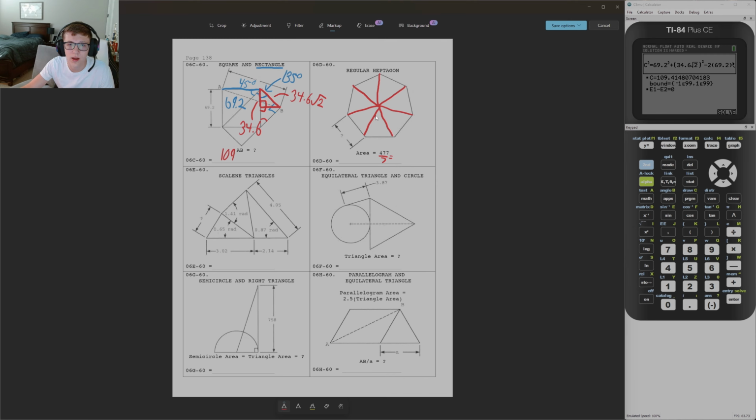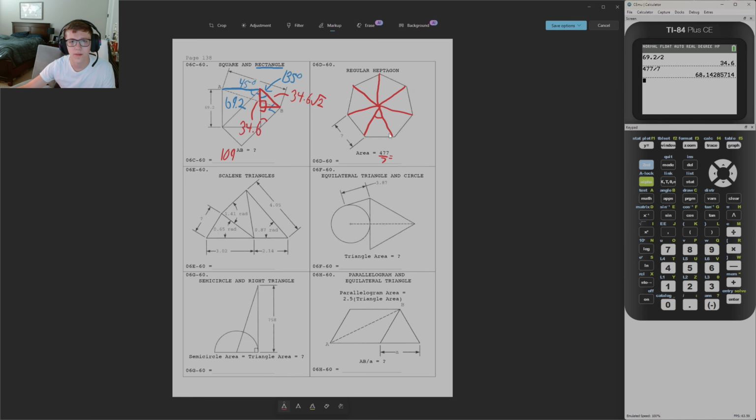So if we divide it by 7, we'll get the area of just one of these, right? And then we could solve for it because you could just make a right triangle. So if we divide it by 7, 477 divided by 7, we get 68. So the area of this triangle is 68.143, roughly.